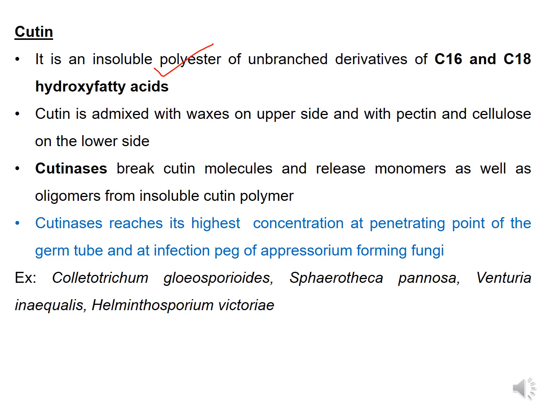And where we can see this type of entry: Colletotrichum gloeosporioides, which causes anthracnose disease, Sphaerotheca pannosa, Venturia inaequalis, which causes apple scab disease, and Helminthosporium victoriae. In maize we can see the production of these cutinases.